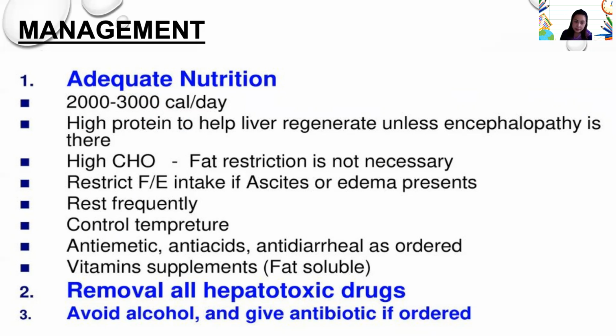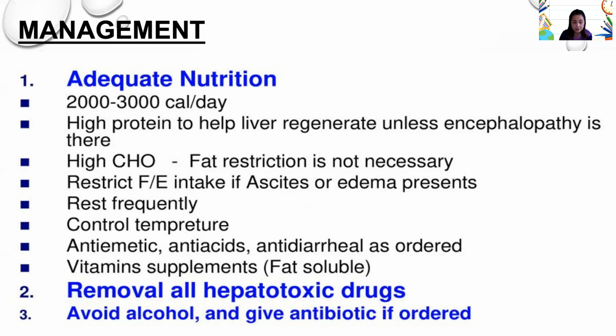Bakit? Tulad ng sinabi ko, ang end product ng protein ay tinatawag nating urea and creatinine. So pag mas dinadamihan mo ang protein, mas dinadamihan mo din ang end product niya, which is toxic sa katawan. Kaya nililimit lang ang protein pag meron na siyang encephalopathy. Then high CHO. Fat restriction is not necessary.